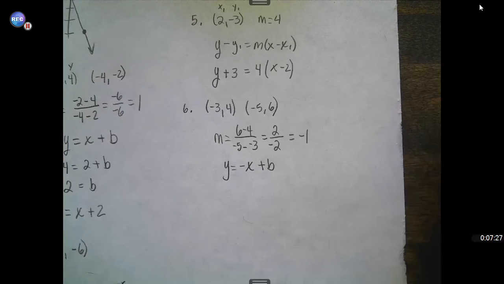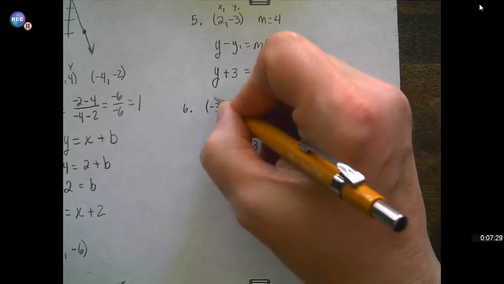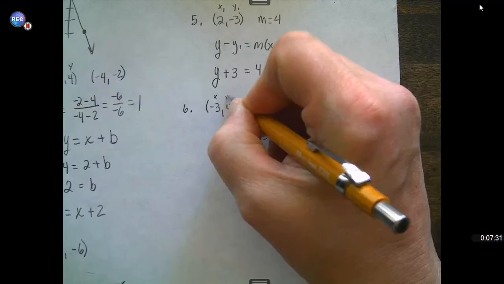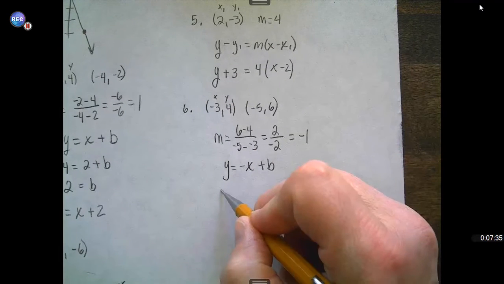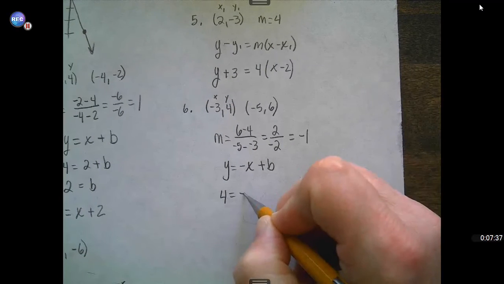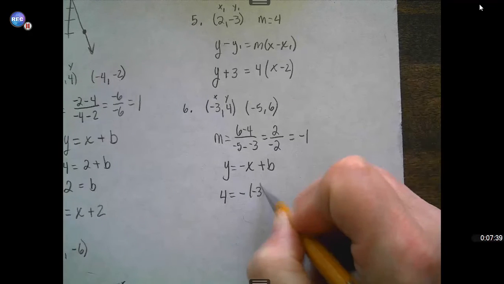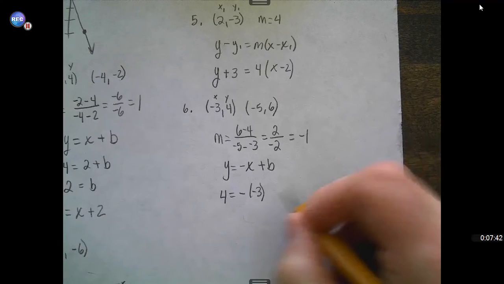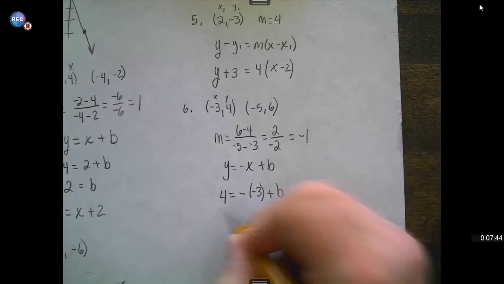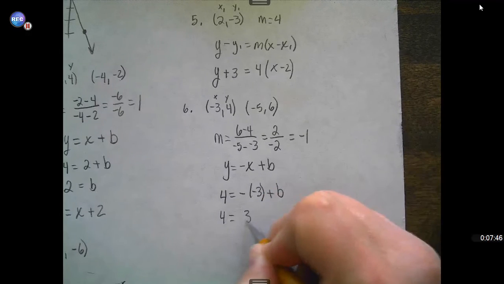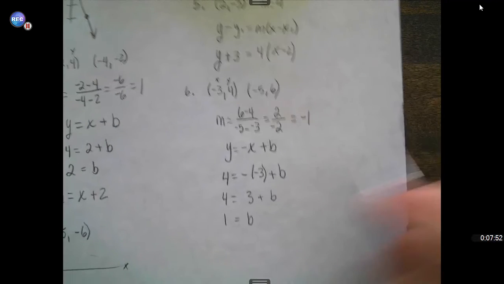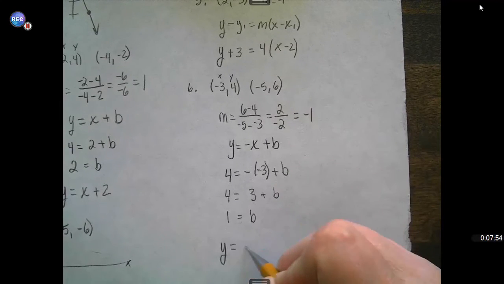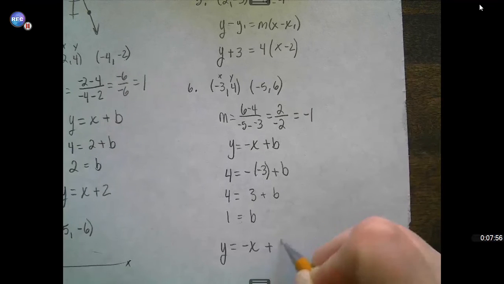Plus b. Then I'm going to choose this first point, and I'm going to plug those in for x and y so that I can solve for b. So 4 equals the opposite of -3, or negative negative 3, plus b. So 4 equals 3 plus b. Subtract the 3 from both sides, and b is 1. So your answer here, y equals -x plus 1.